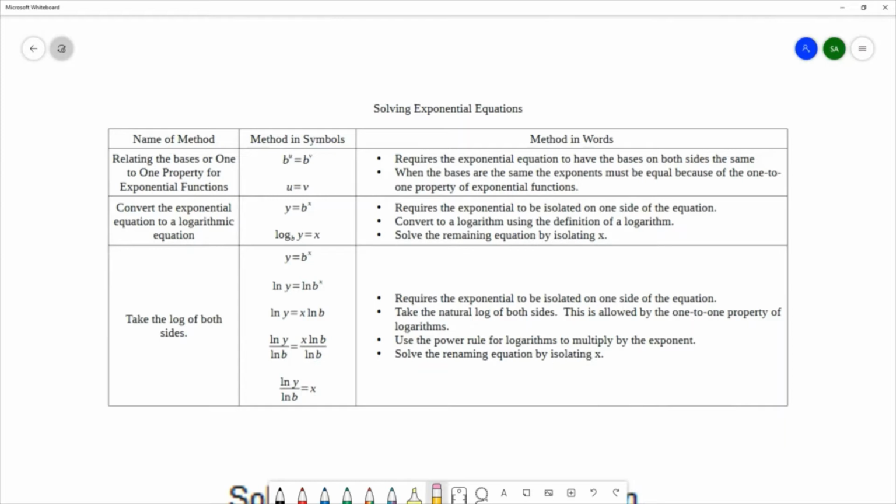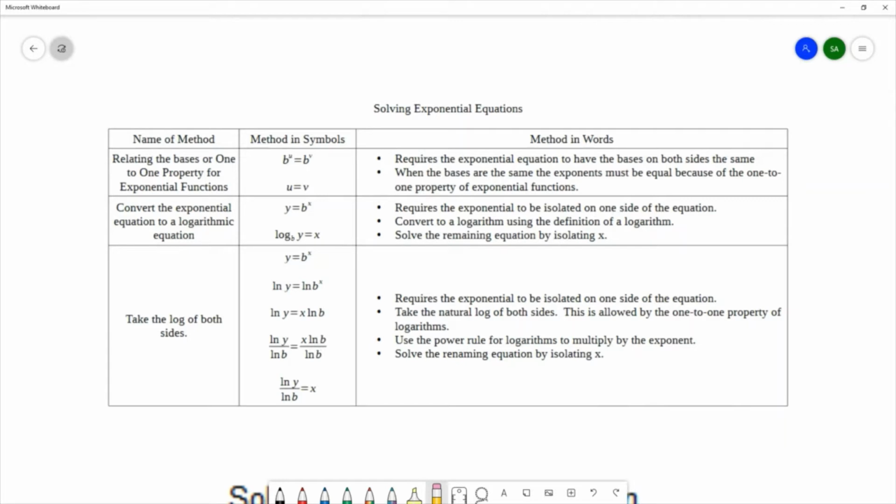So then we have this final method, which I call take the log of both sides. You start off with an exponential equation. You take the log of both sides using the logarithmic property, the logarithmic one-to-one property. Then you're allowed to use the power rule for exponents, and that allows you to take this power and make it the coefficient on the log. And then you're going to solve for x by isolating x, dividing both sides by natural log of b.